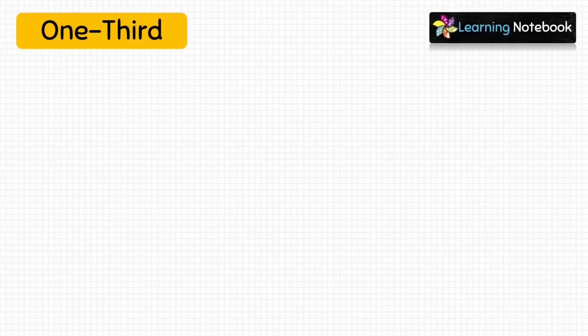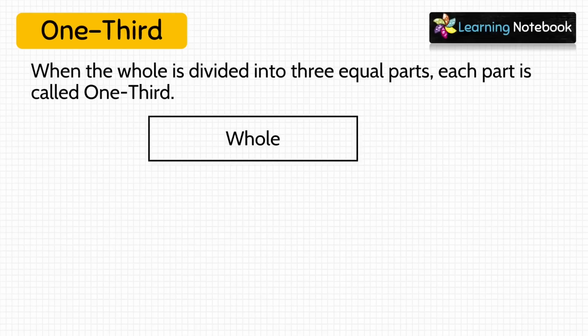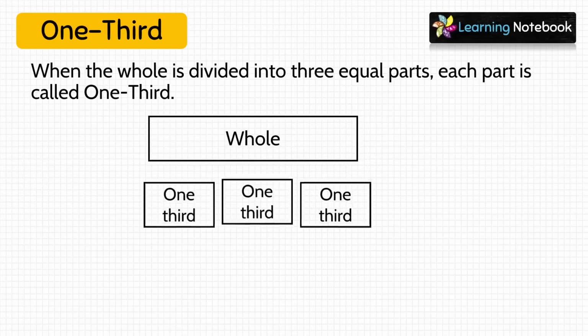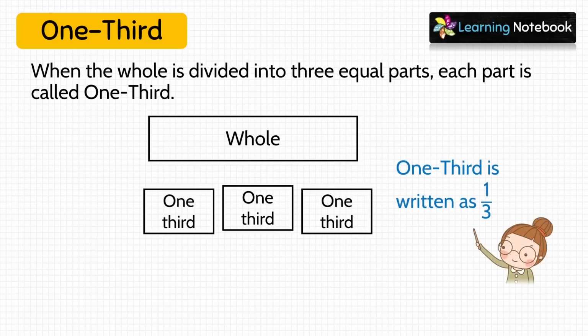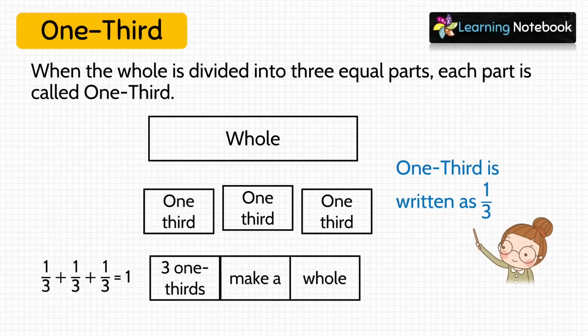Now let's see what is 1/3. When the whole is divided into 3 equal parts, each part is called 1/3. And 1/3 is written as 1 by 3. So it also means that three 1/3s make a whole. It means 1 by 3 plus 1 by 3 plus 1 by 3 equals 1.